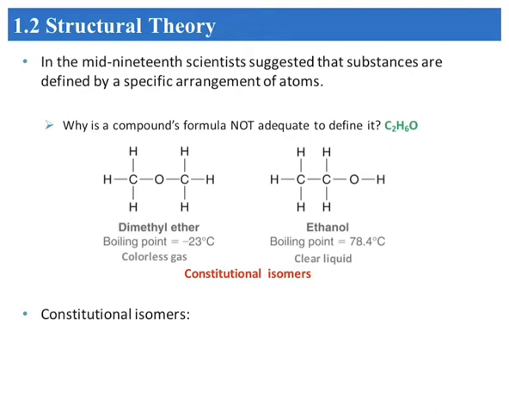For example, if we have the molecular formula C2H6O, there are two ways that we can connect the atoms in this molecular formula together. The first one gives us an ether, which is a colorless gas, and the second way gives us ethanol, which is a clear liquid. As you can see, these two are completely different molecules with different physical properties. They have the same molecular formula but different bond connectivity. We call these types of molecules constitutional isomers.